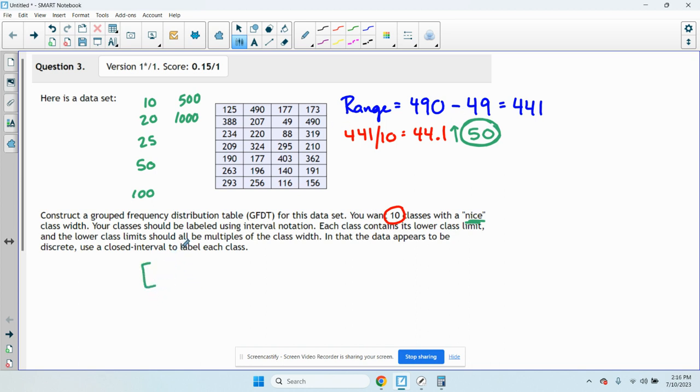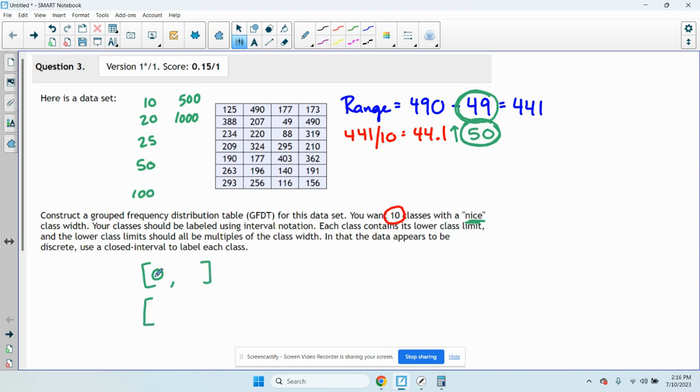But then the only real tricky part after this is to figure out where the first class is going to start. You always want to start your first class at the next number lower than the lowest data value that's a multiple of 50. So what number that's less than 49 is a multiple of 50? Well, the only real answer here is 0. So we're going to start this at 0.